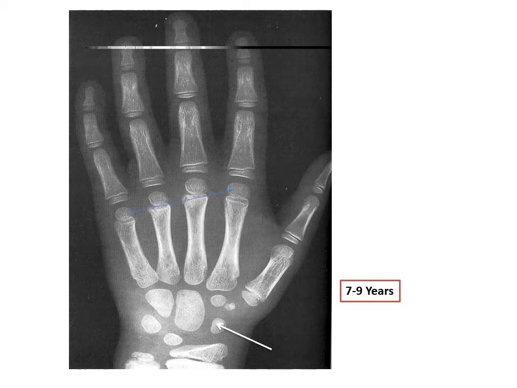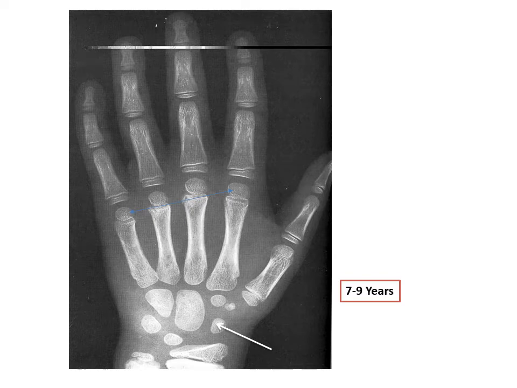Here, how many are there? There are about how many carpal bones? There are about 6 carpal bones, and so the age is about 7 to 9 years. And you can also see the appearance of heads of other metacarpals and base of the first metacarpal.